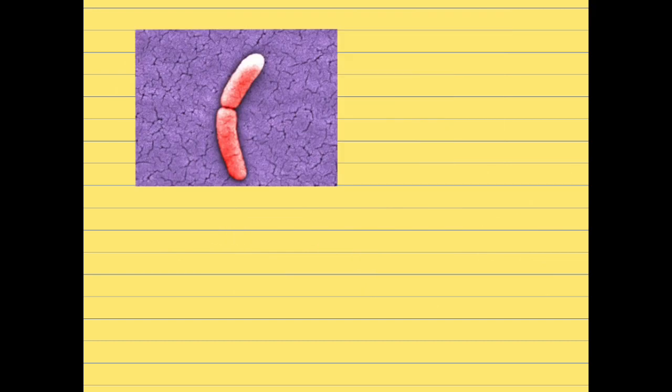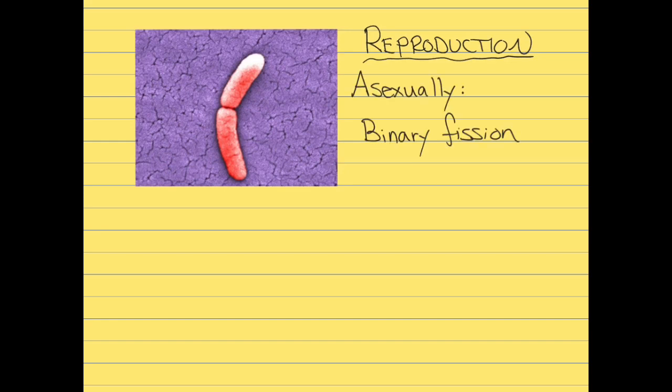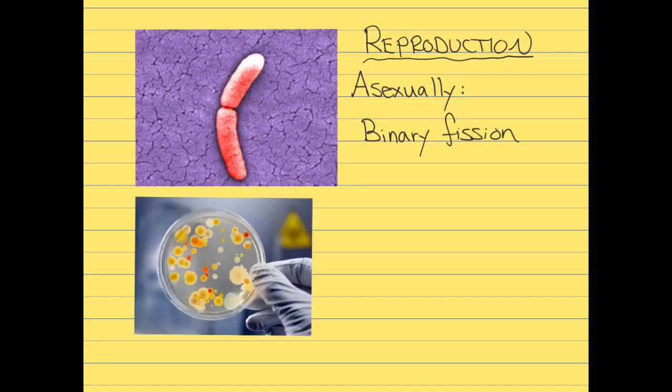Okay, time for everybody's favorite topic, reproduction. There's 2 different ways that organisms reproduce, asexually and sexually. Bacteria reproduce asexually through a process called binary fission. They make copies of their DNA and then they split in half. They can do this rapidly. In the right conditions, they can double every 20 minutes. That's one bacteria turning into 30,000 in just about 5 hours.